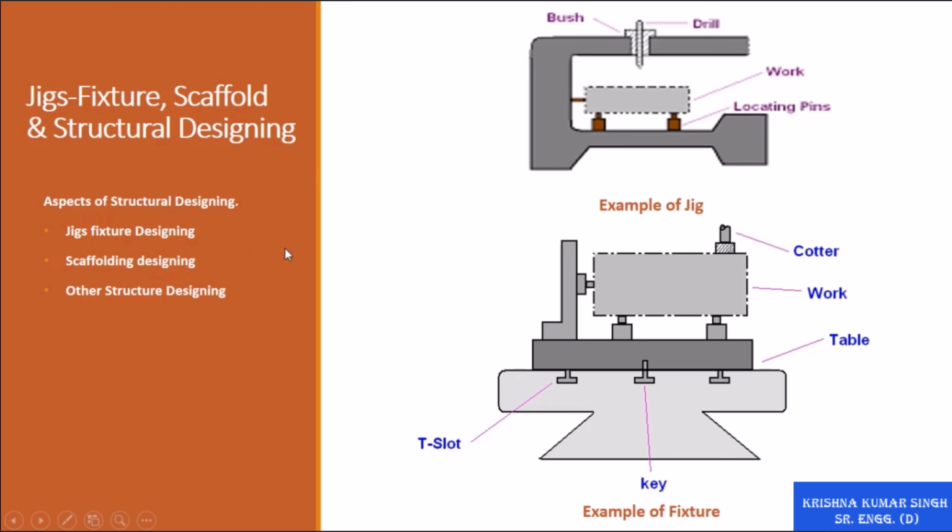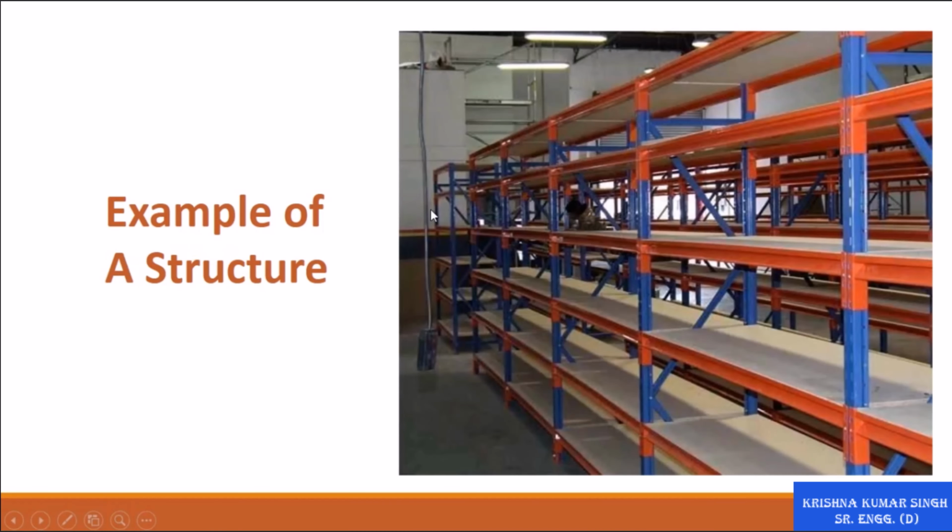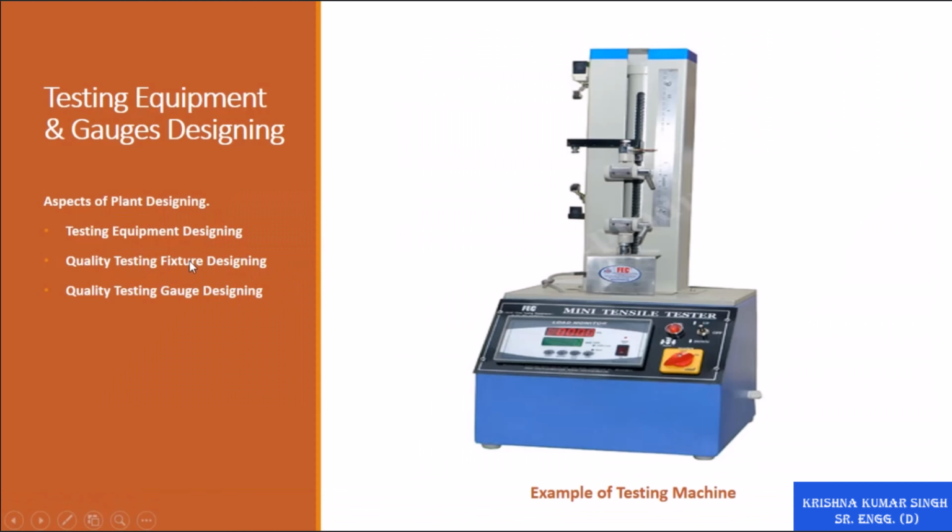In case of jigs and fixtures, scaffolding, and structure design, you need to design all these sorts of jigs and fixtures. Sometimes you need to design scaffolding, which is entirely a different thing. Actually the scaffold is linked to the construction industry. These kinds of things you can design in 3D software, like in SolidWorks you can design that very easily. Similarly sometimes you need to design that sort of structure. This is the structure of a rack. You can see here sometimes these kinds of racks in warehouses and industry.